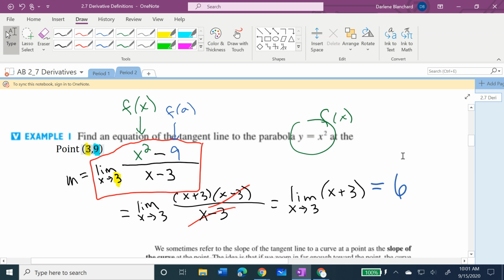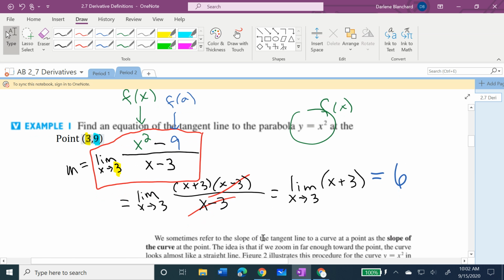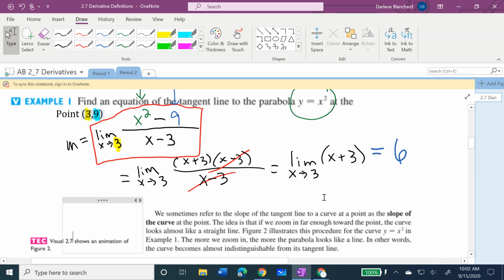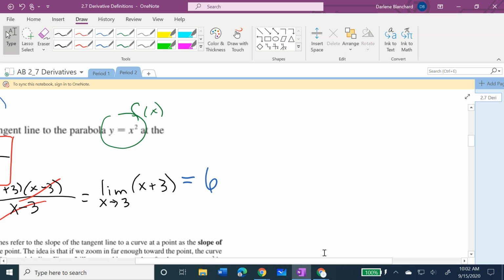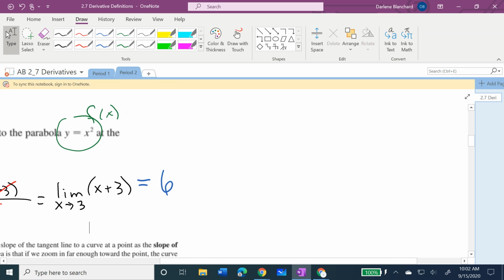For equations of lines, you really, really, really want to use, if we're writing equations of tangent lines, or just equations of lines in general on the AP exam, you want to use the point slope form. The point slope form is y minus y coordinate being equal to slope, and I'm going to come back to that, times x minus the x coordinate.